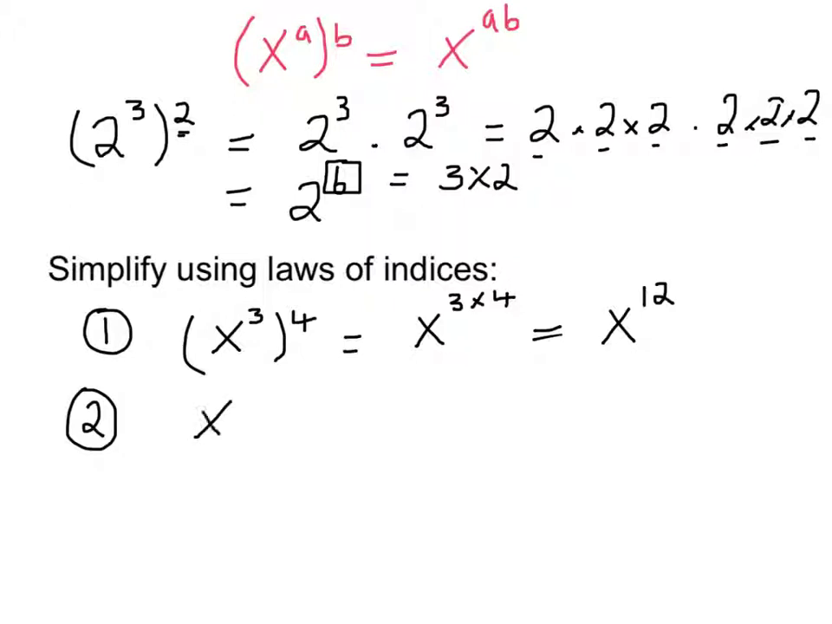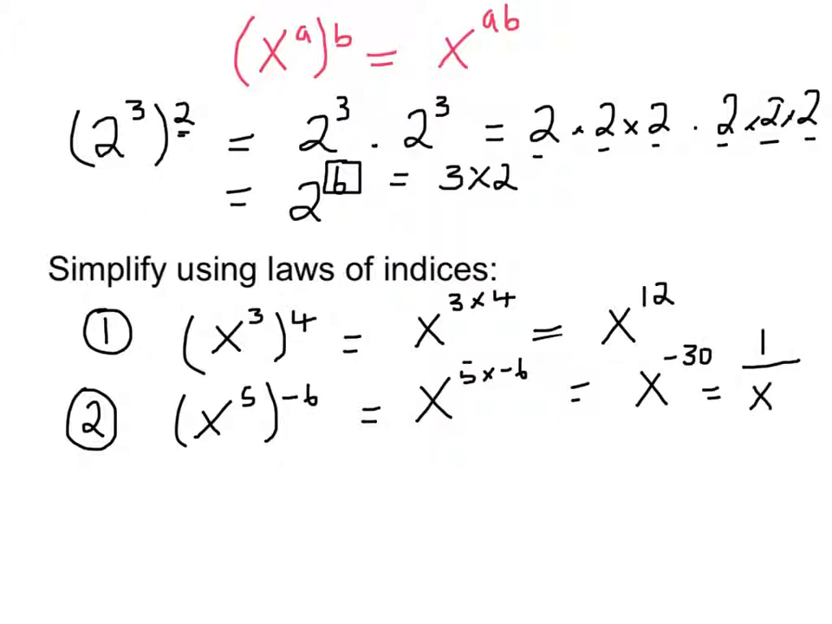So if I had x to the power of, let's say, 5 multiplied by minus 6, that would be x to the power of 5 multiplied by minus 6, and 5 multiplied by minus 6 is x to the power of minus 30. And remember, x to the power of minus 30 is the same as 1 over x to the power of the positive 30.